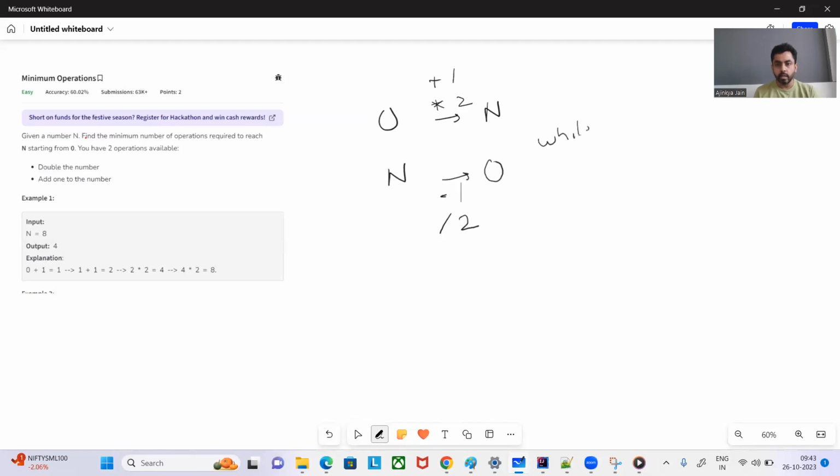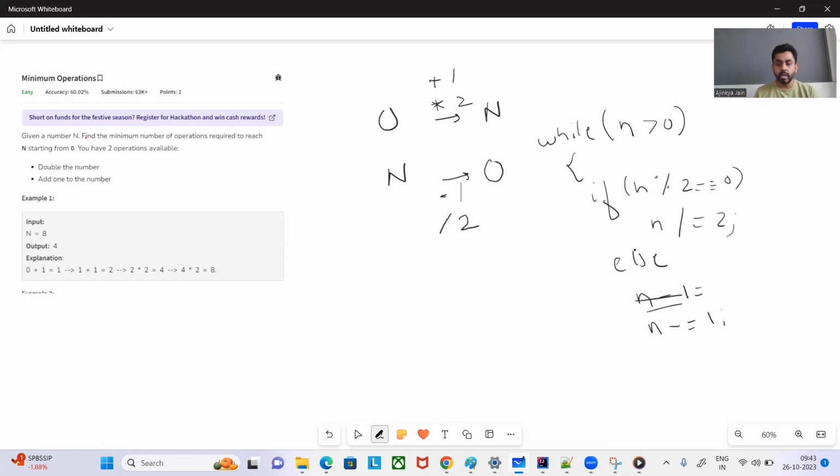The approach can be: while n is greater than 0, as we are going in the reverse way, if n is even, we'll be dividing by 2. Else we will be subtracting by 1. And we are going to take an operations counter, int ops equal to 0, and here just ops plus plus. And we are just going to return ops.